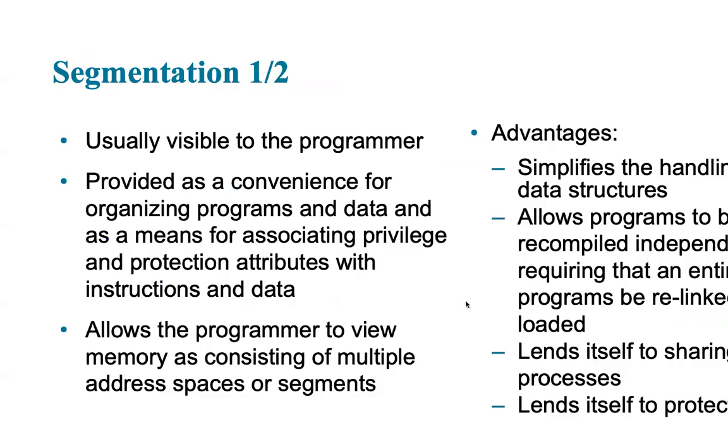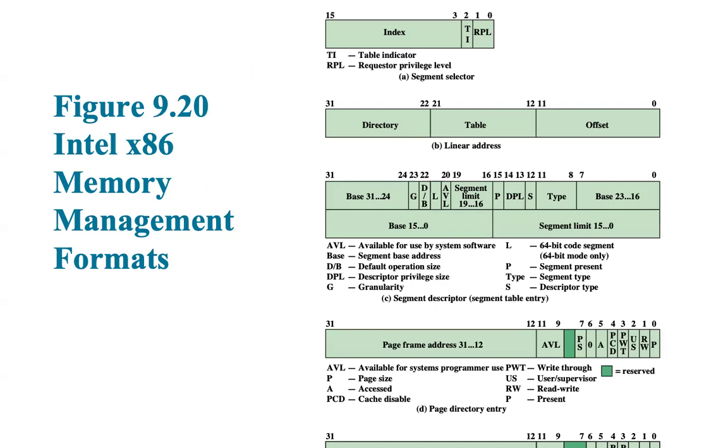So there's another way in which addressable memory can be subdivided, known as segmentation. Paging is invisible to the programmer and serves the purpose of providing the programmer with a larger address space. Segmentation is usually visible to the programmer and is provided as a convenience for organizing programs and data, and as a means for associating privilege and protection attributes with instructions and data. So this is another thing that's laid out here in the textbook. I'm just going to scan forward for a second.